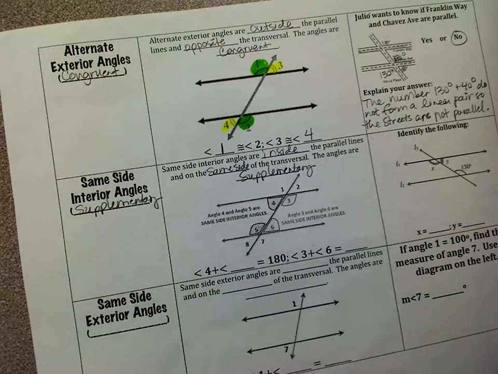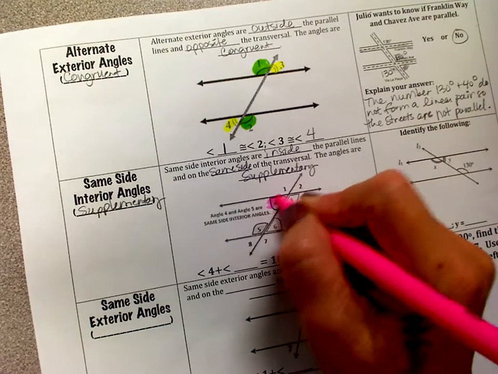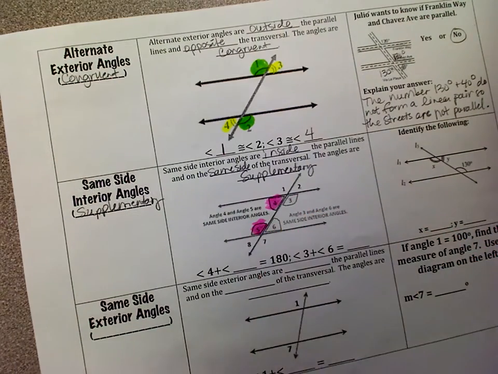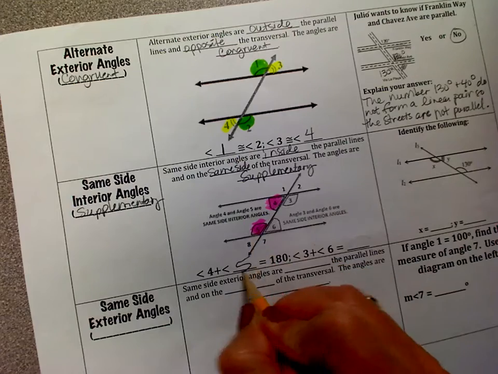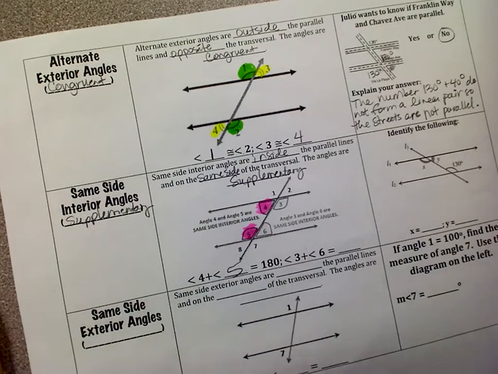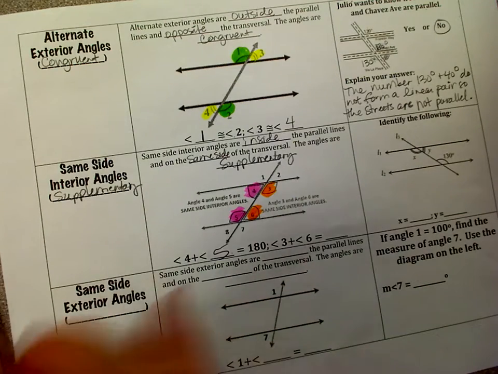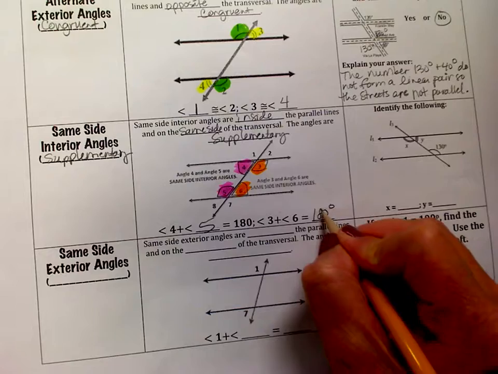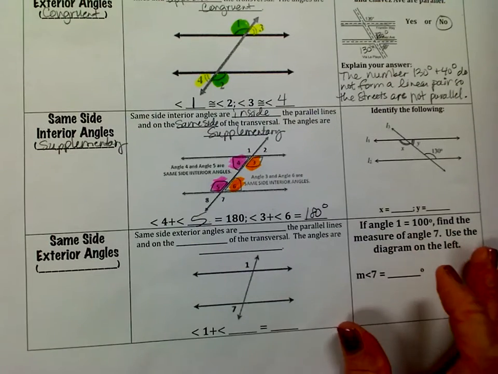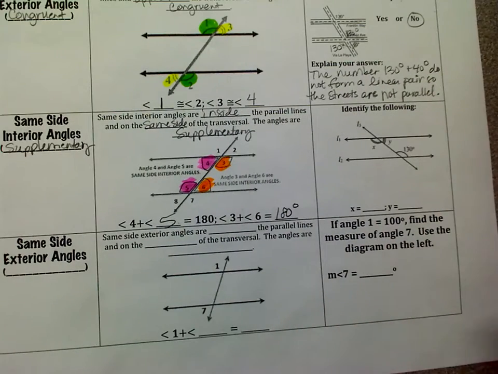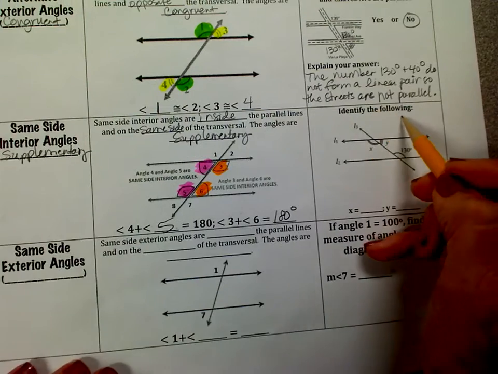So angles 4 and 5 add up to 180. Angles 3 and 6 add up to 180. So there's going to be a lot of ways you can find the measurement of all the angles. There's so many relations. So identify the following.